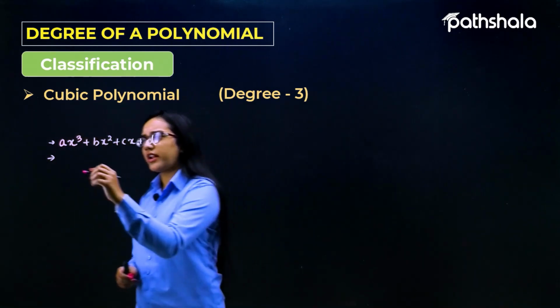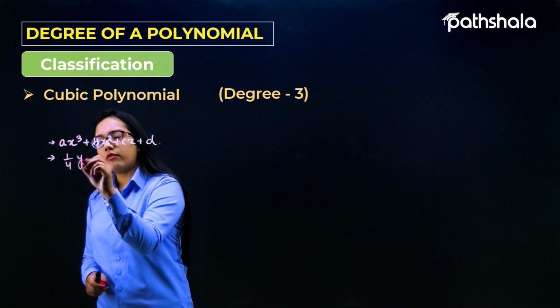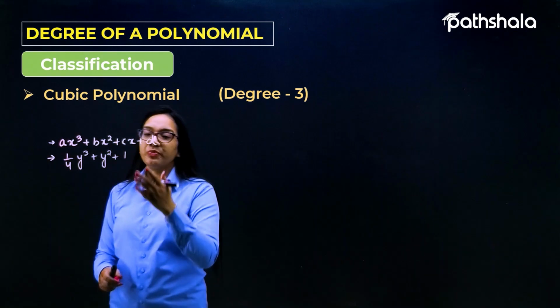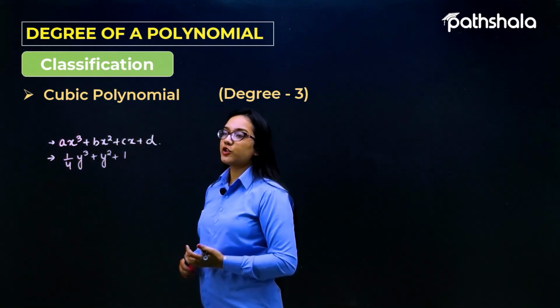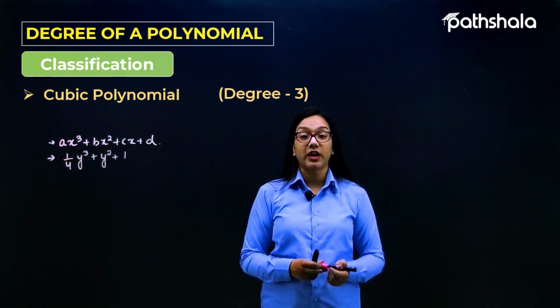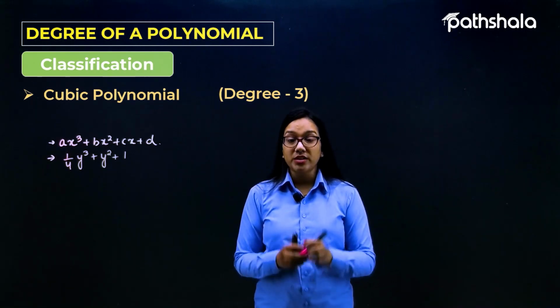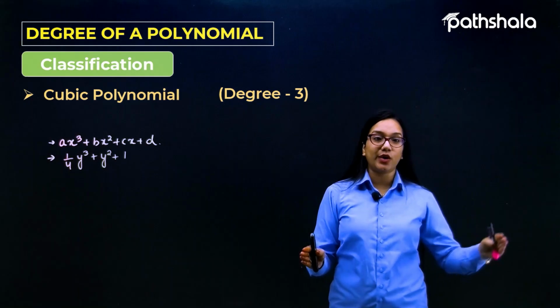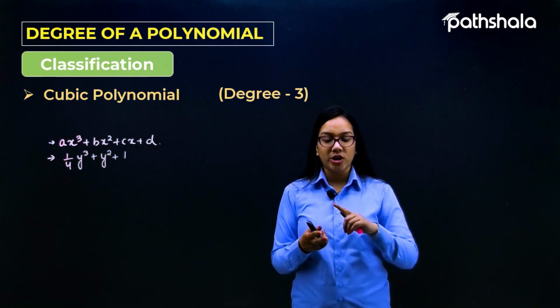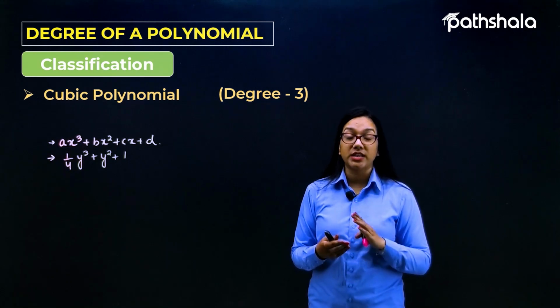Let us write 1 by 4 y raised to the power 3 plus y raised to the power 2 plus 1. Again, this is a cubic polynomial because the highest power of the variable y is 3. So this is all about the classification of polynomials on the basis of their degree. They are of 3 types: the first one is linear, the second one is quadratic, and the third one is cubic polynomial.